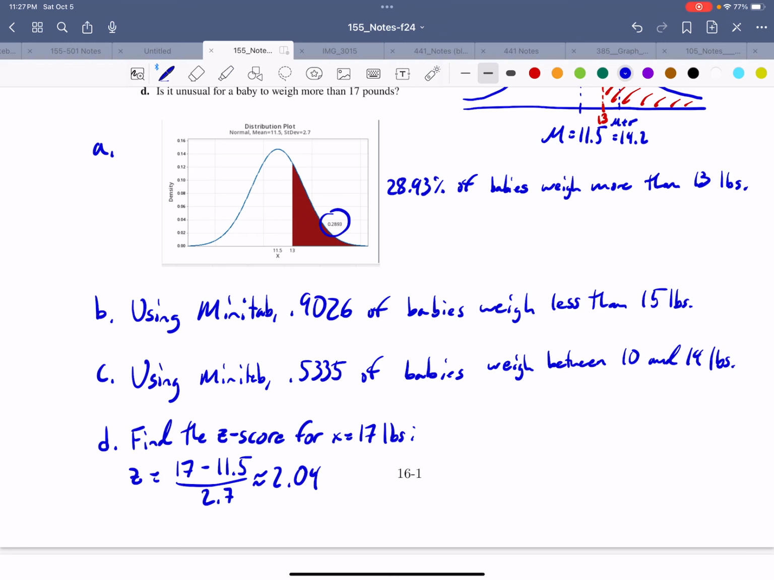Right? So 17 is 2 standard deviations above the mean, a little more, 2.04 standard deviations above the mean. So we already know that's pretty unusual, like in the 97th, 98th percentile or so. But just to confirm, we're going to use the table.